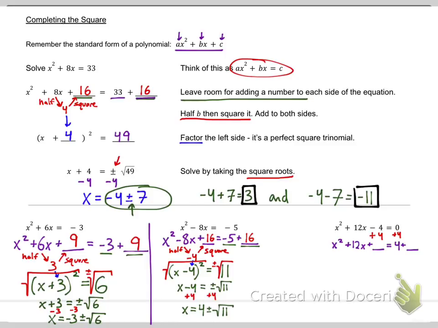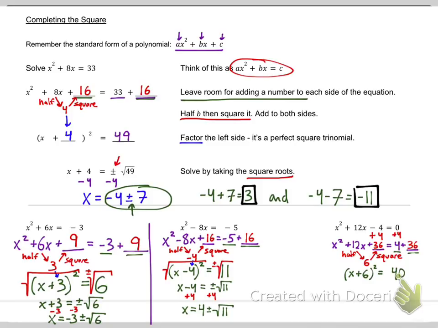And once you have that, we need to figure out, okay, well, what goes in the blank? Well, it's half of 12, which is 6, and then square that. 6 squared is 36. So I add 36 to both sides. The next step is going to be factoring that, so I'm going to take that 6 and it's just going to be x plus 6 squared. On the right side, we need to combine like terms, and 4 plus 36 will be 40.